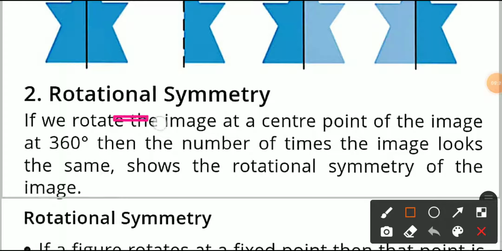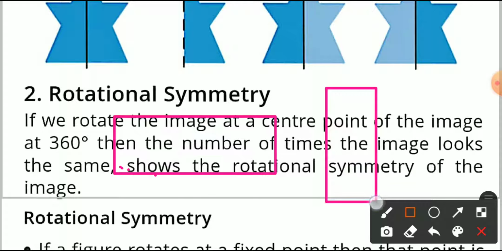Suppose you are drawing a square or rectangle. If you are rotating this, you need to tell how many times it looks the same. Okay, so in the first rotation this image looks like this, and in the second rotation again it looks like this, in rectangular form. In the third rotation again it looks like this.